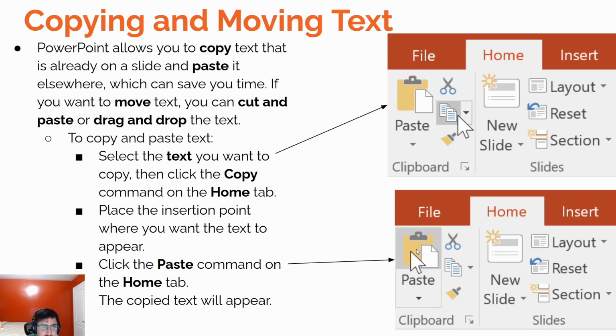Copying and moving text. We also have the ability to copy text that's already on the slide and place it elsewhere. So we have cut and paste and then drag and drop, and we can also move it. To copy and paste text, we select the text we want to copy, then click the copy command on the home tab. Alternatively, we can press Control-C, which is the very common command for copying, and place the insertion point where we want the text to appear, and then click Paste or Control-V.